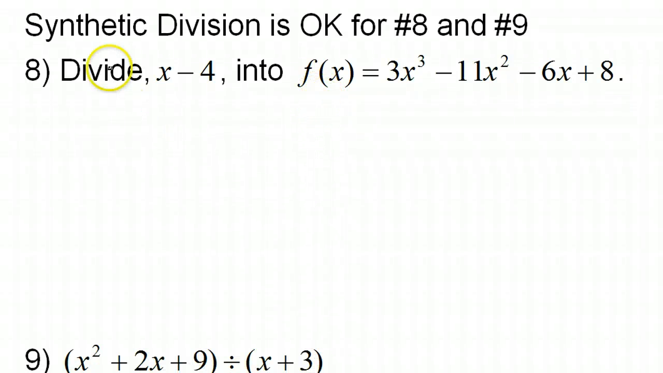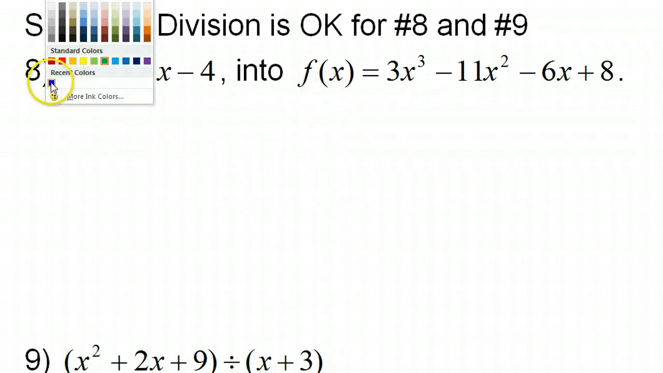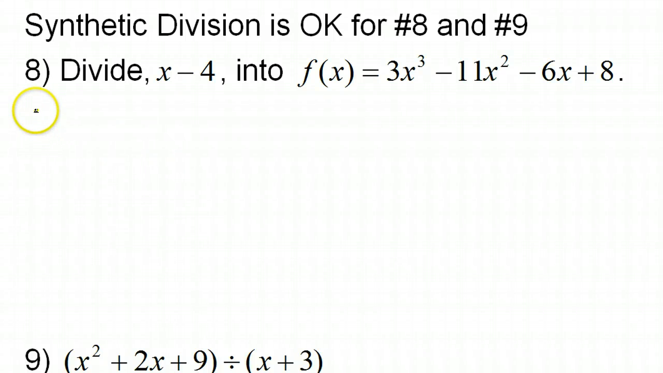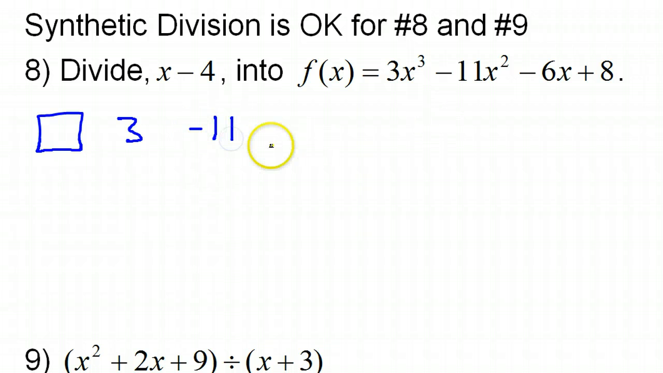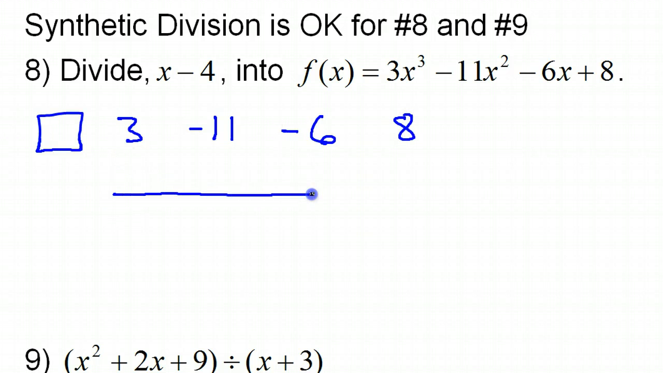Okay, synthetic division works like this. Start by making a box. Now look at the coefficients: 3, negative 11, negative 6, and 8. Skip a line and draw a line and put another box here at the end. Now whatever ends up in this box is going to be the remainder.